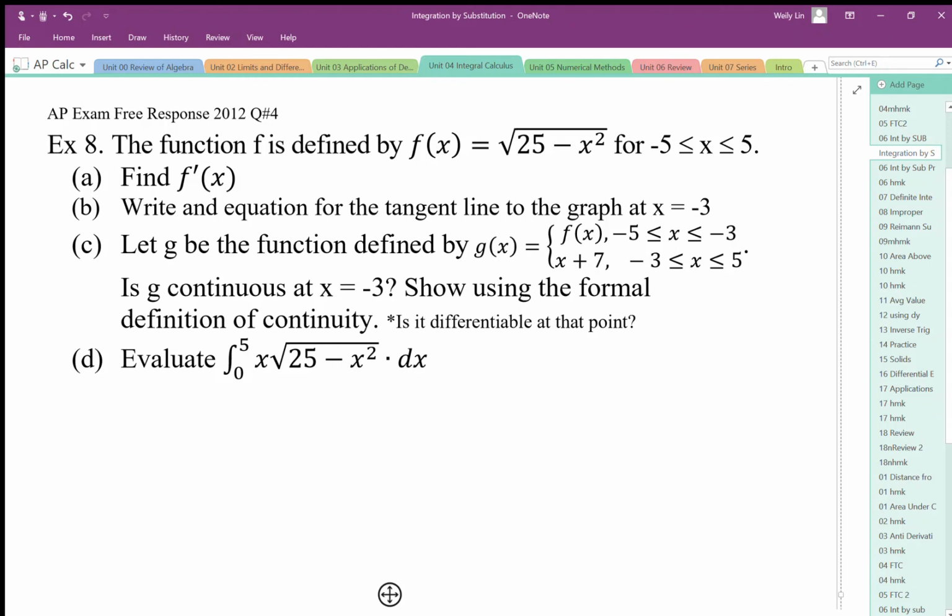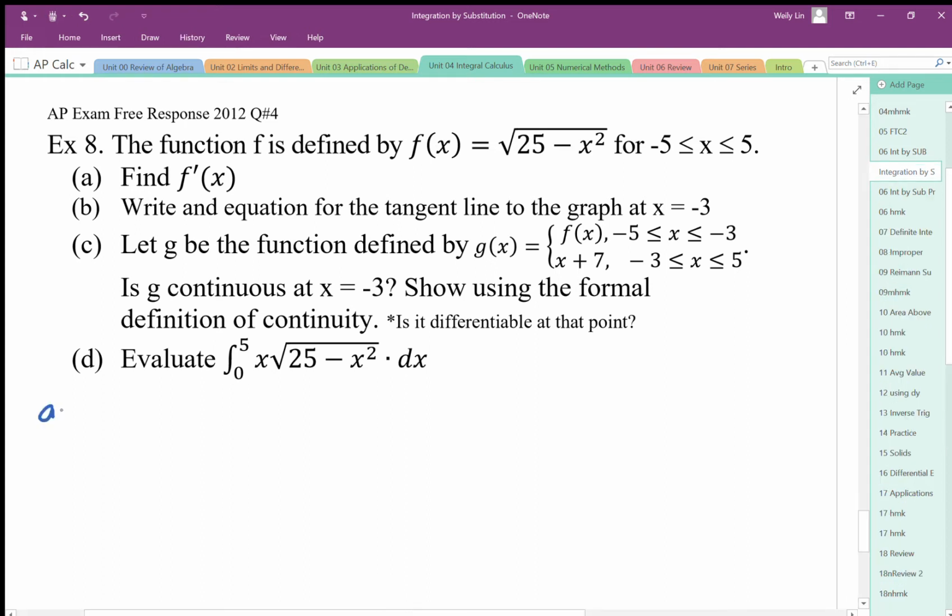So finally, we're up to the last question here. This is an AP free response question from 2012. It tells us that the function f is defined by f of x equals square root of 25 minus x squared. It asks for f prime. So we need to differentiate this function. For part A, we're going to find f prime, so we're going to differentiate.